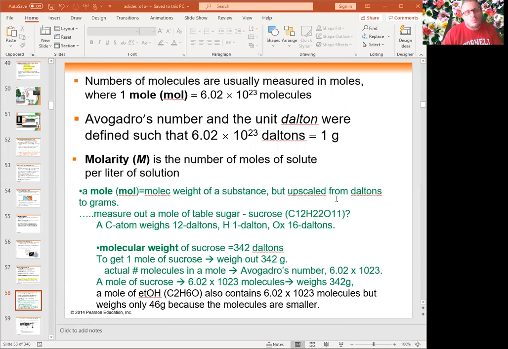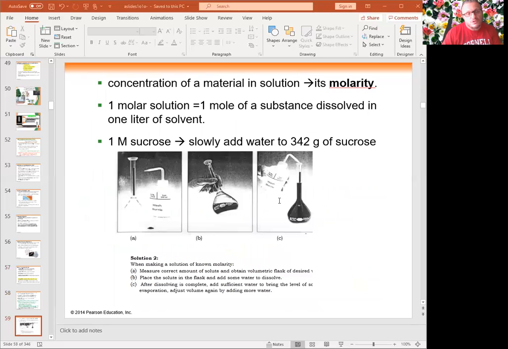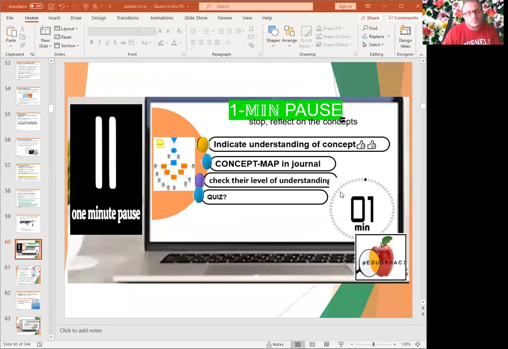Molarity is the number of moles of solute per liter of solution. If you'd like to make a 1 molar solution of sucrose, C12H22O11, you find the molecular weight of sucrose, 342 daltons. You weigh 342 grams of sugar and dissolve it in a total of 1 liter of water, and you make a 1 molar solution of sucrose.